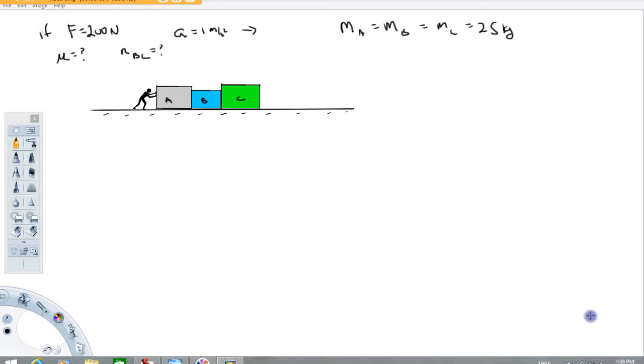I'm making this video to provide examples of how to draw free body diagrams and how to apply Newton's second law. So let me describe a little bit about what we're going to be chatting about here.